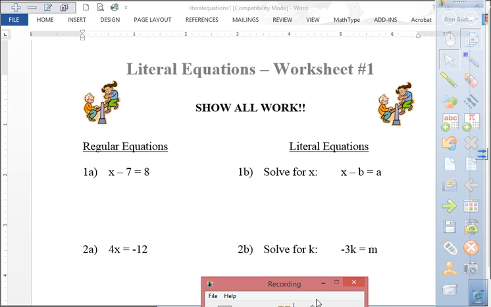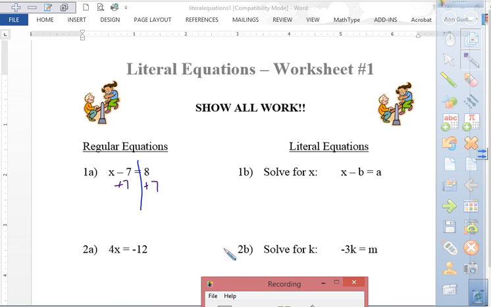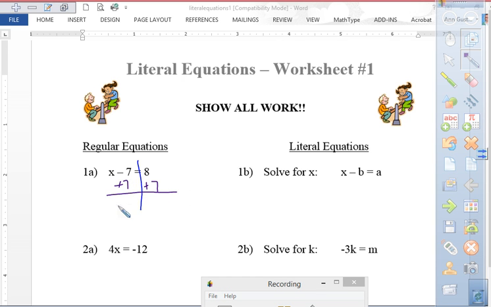Question number 1, regular equations. We need to get x by itself. So connected to the x is a minus 7. The opposite of subtract 7 is to add 7. So if I do that to both sides, I get x is equal to 15. So I have my one step of work, and here's my answer. So that is a regular equation.